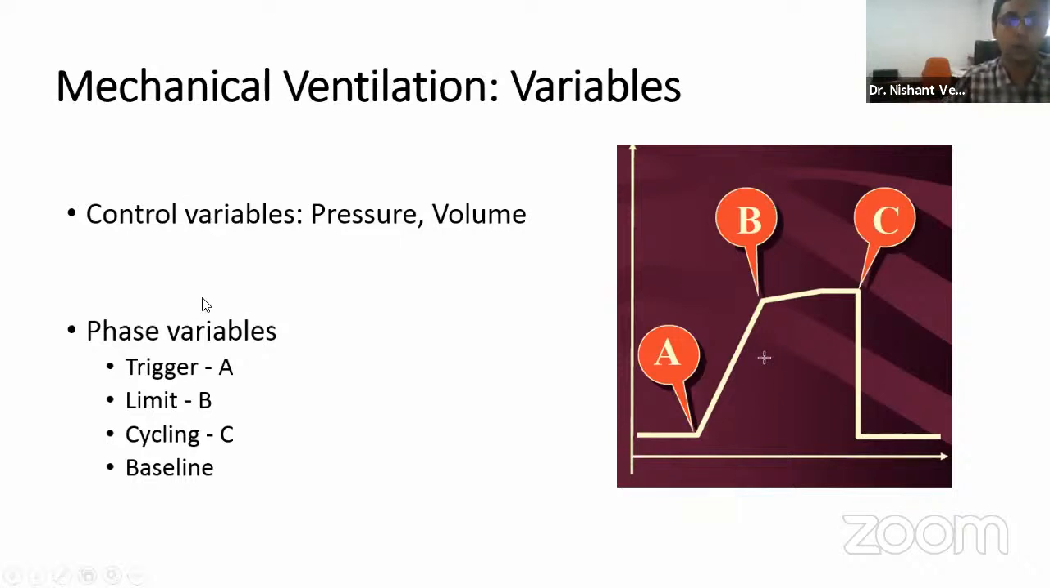And the second thing is how you fine tune the breath. Fine tuning is done by a set of variables which are known as phase variables, which include A, that is trigger. Trigger means how you want the breath to start. B is limit, how you want the breath to be delivered. C is cycling, how you want the breath to end. And the fourth is the baseline variable, which is the positive end expiratory pressure, which is maintained throughout the respiration.